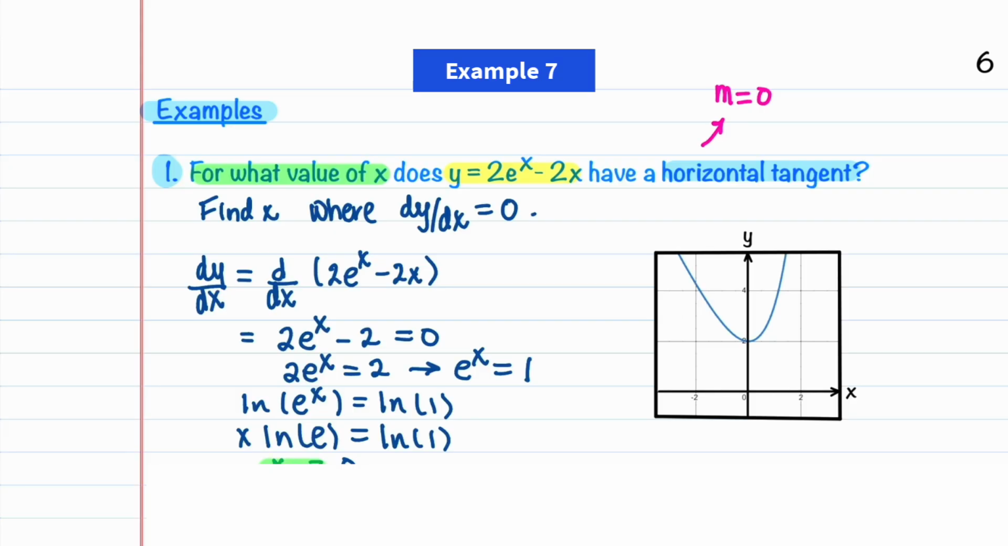Let's go ahead and highlight our answer. This tells us that our curve has a horizontal tangent at x is equal to 0. I went ahead and graphed this curve just so that you can see this. Do you see that right here at this point, x is equal to 0, we have a horizontal tangent.